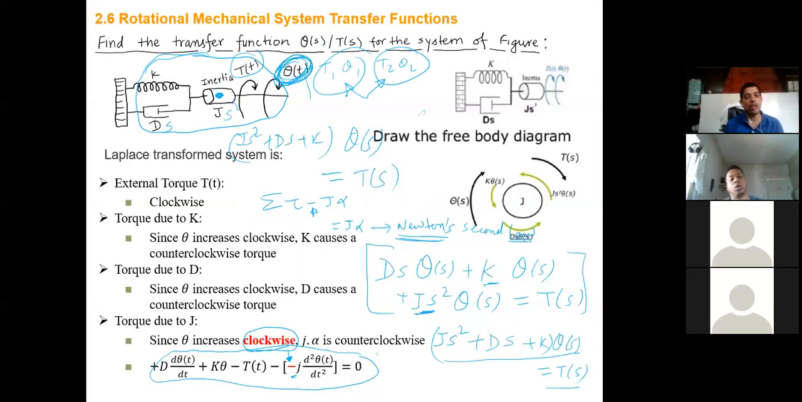Okay. Quick question. What chapter is this again? 2.6 or 2? Is this chapter 2? 2.6. Okay. Jen, did I answer the question? Yeah. Okay.